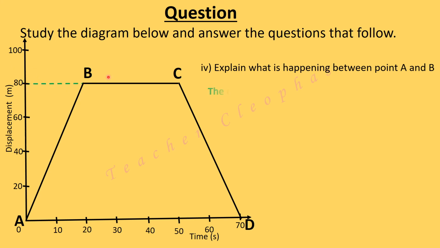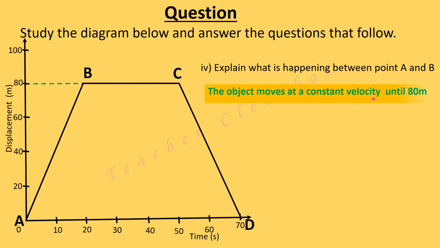So this shows that the object is moving at a constant velocity for 80 meters, or from 0 until 80 meters. Question 5. Calculate the velocity in the last 20 seconds.